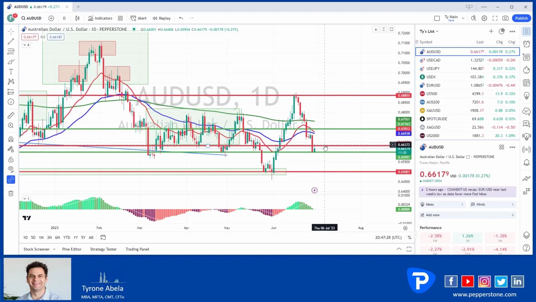So pretty even rounded trading on the Aussie. I think you can get a reasonable move on it, but it just needs to break out of this little mini zone. All right, we'll move over to the US dollar CAD.